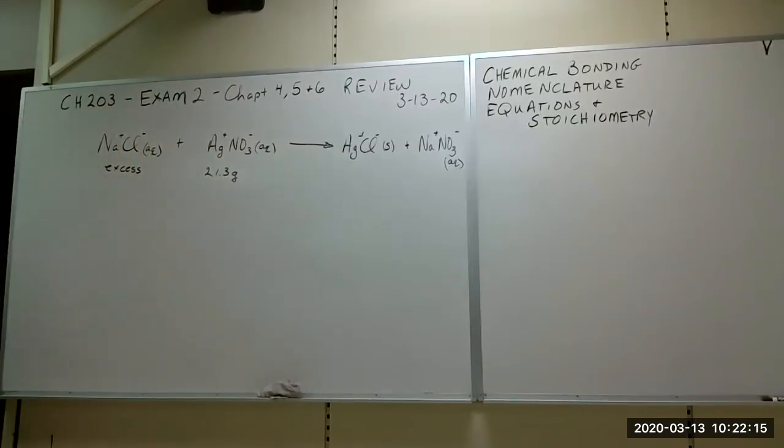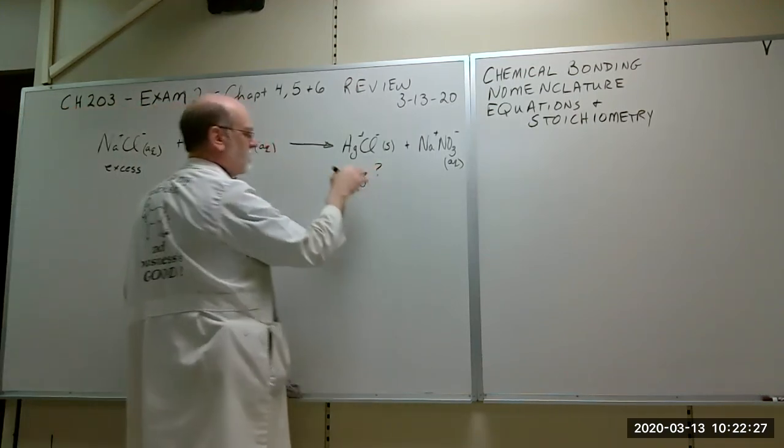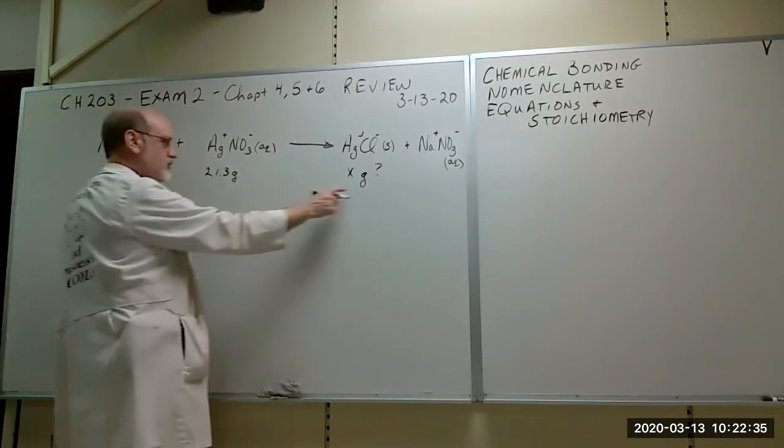How much silver chloride are you going to filter out on the bottom? How much will it produce? Mass. So we want to know how many grams of silver chloride will be produced from that reaction. Okay? Can you go from here to here directly?